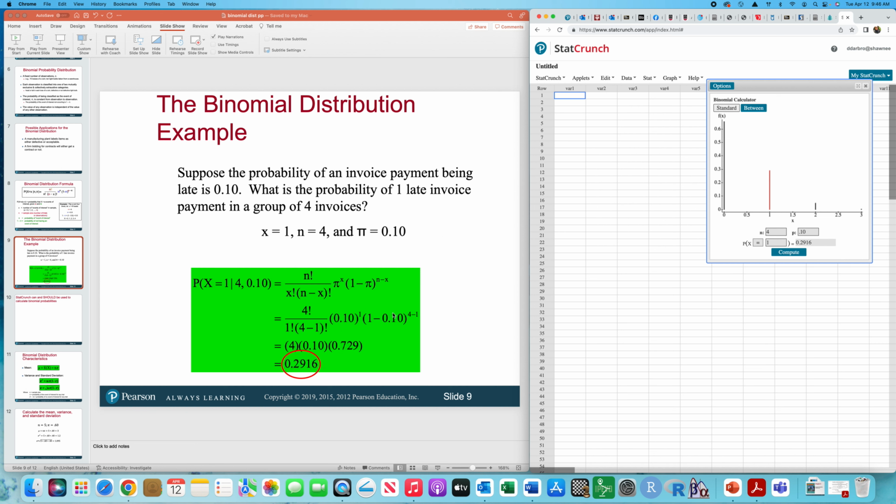Okay, so again, binomial distribution problems are easy to do in StatCrunch, and they don't require a lot of manipulation of this formula.